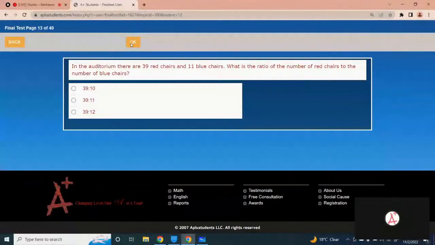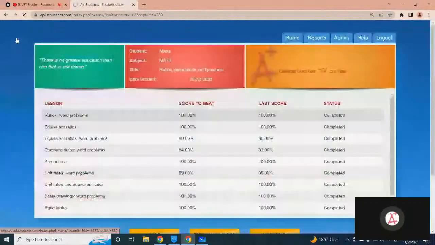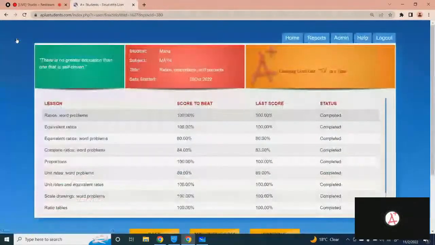That's all for today. You can complete the test by yourself later today. We have covered 4 of the topics today: unit rates and equivalent ratios, scale drawings, word problems, ratio tables, and the final test. Please make sure you complete all the test questions before the next session.